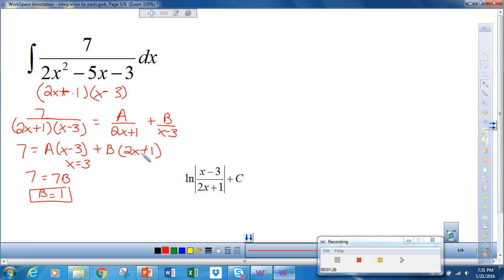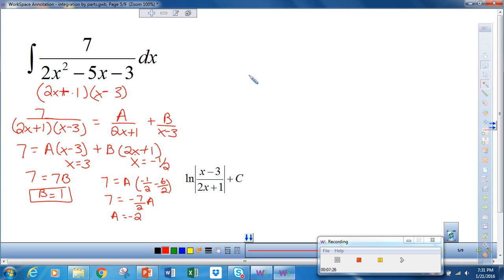To zero out the b, I'm going to make x equal to negative 1/2. And if I solve that, I get 7 is equal to a times negative 1/2 minus 3, which can be written as 6/2. So this is 7 is equal to negative 7/2 a. Multiplying by the reciprocal, I get a is equal to negative 2.